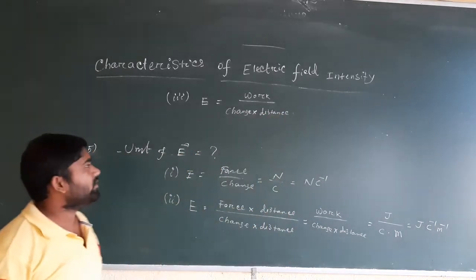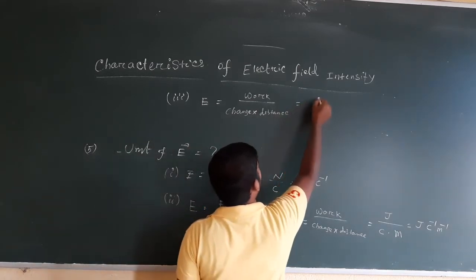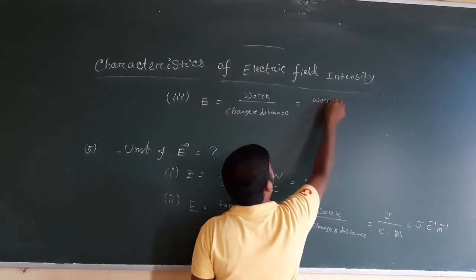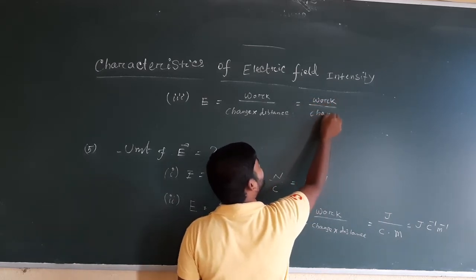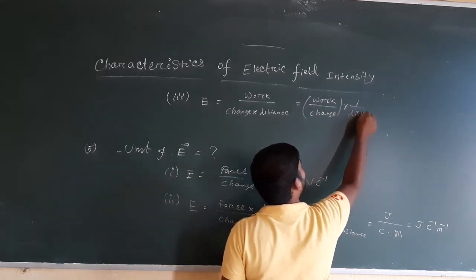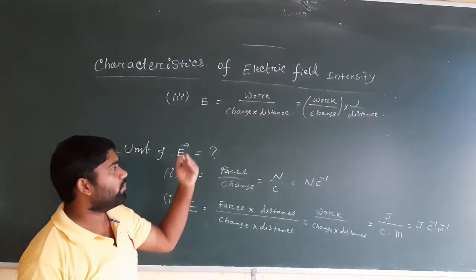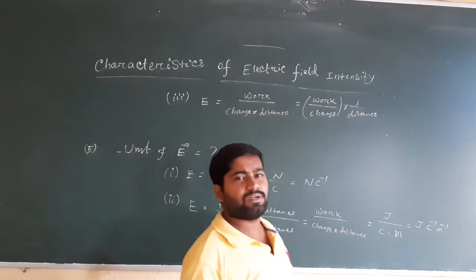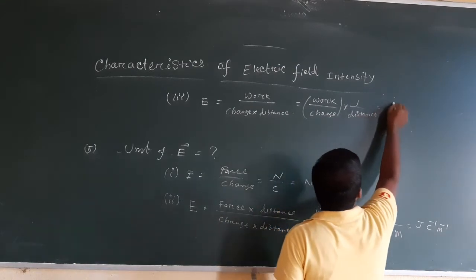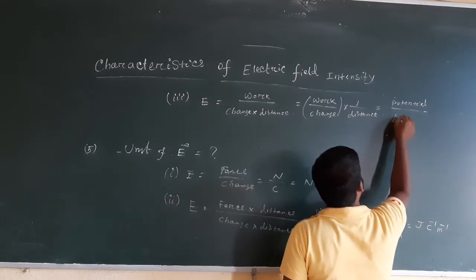Okay. So, unit of electric field is work by charge into distance. Suppose I write here work as joule, work by charge into 1 by distance. Work per charge, or energy per charge, is called potential. So, that is why I can write here, that is potential divided by distance.